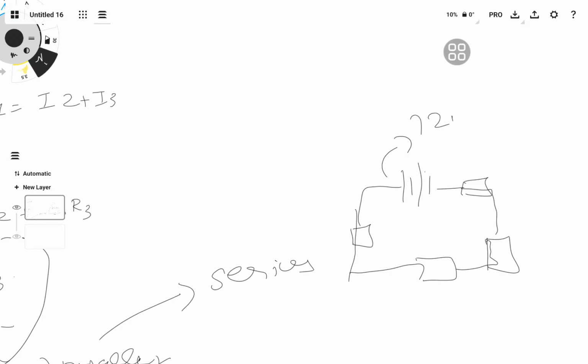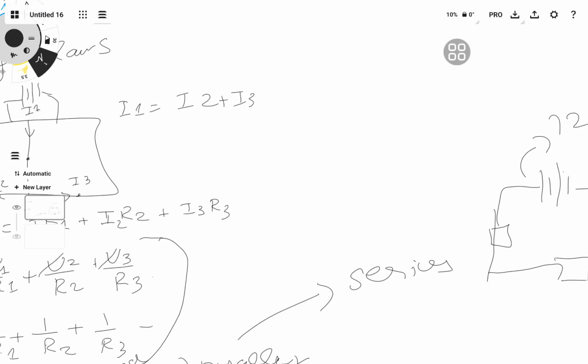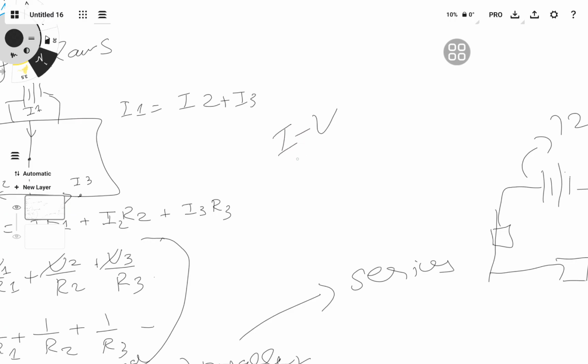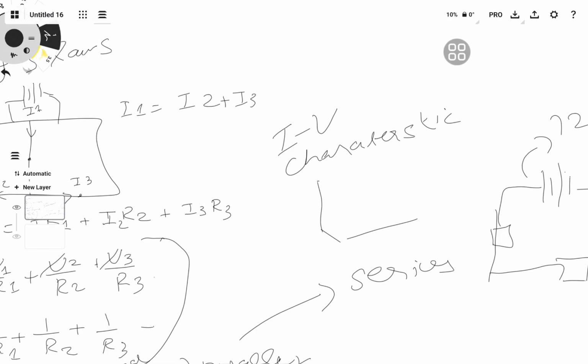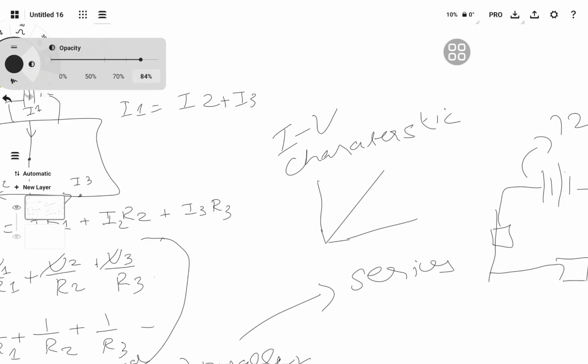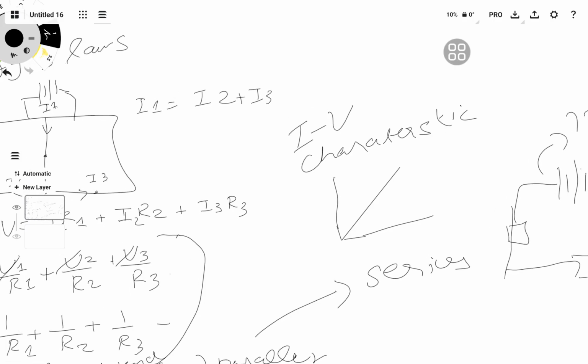EMF is basically the total voltage, like how much energy it has, and how many volts it gives. So let's discuss IV characteristics, which is basically a graph related back to Ohm's law. IV characteristics for ohmic conductors will be a straight line. Let me draw a straight line using the smoothing tool. Okay, let's go like this. For ohmic conductors, let me do this and take back to normal writing.